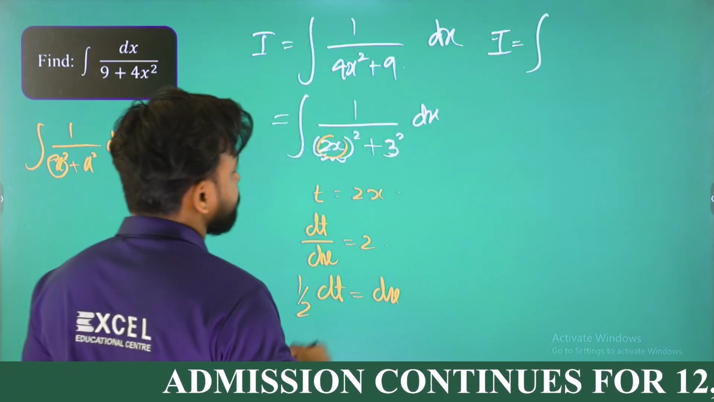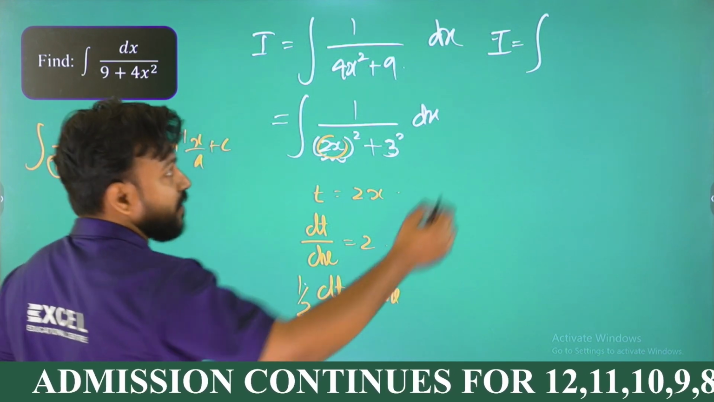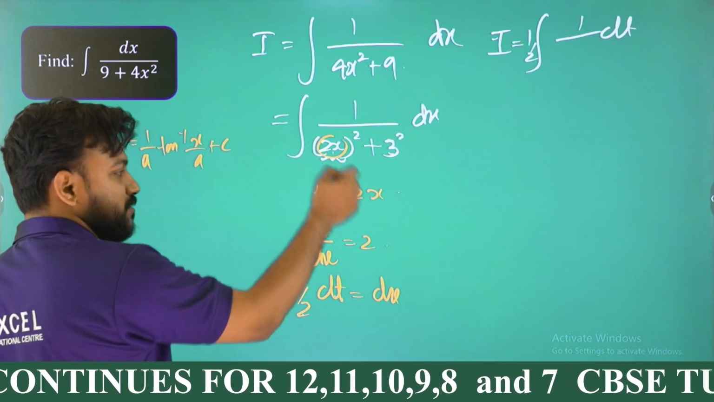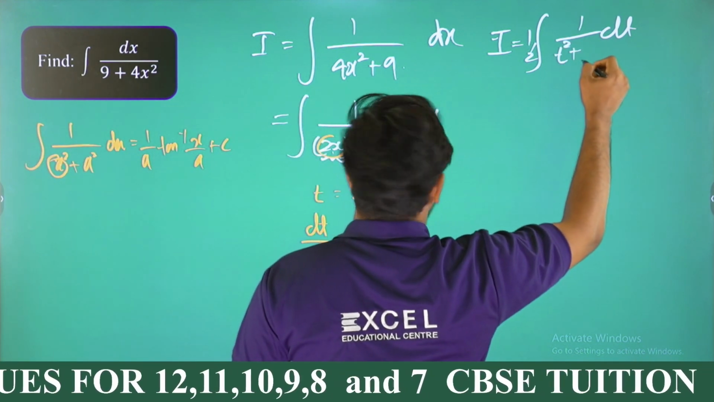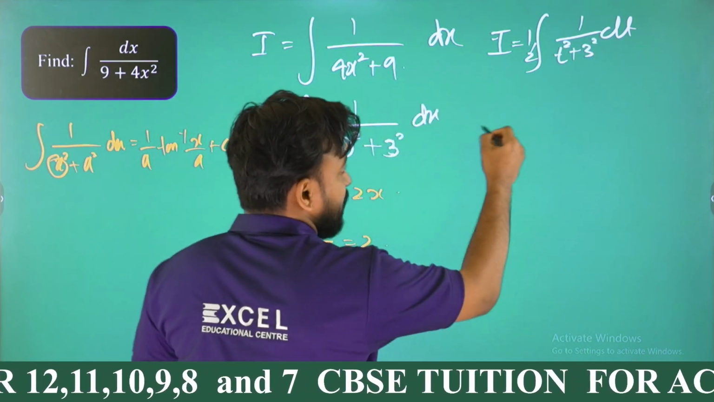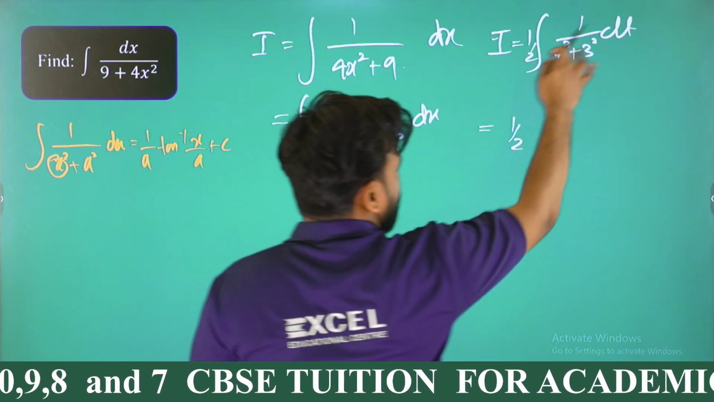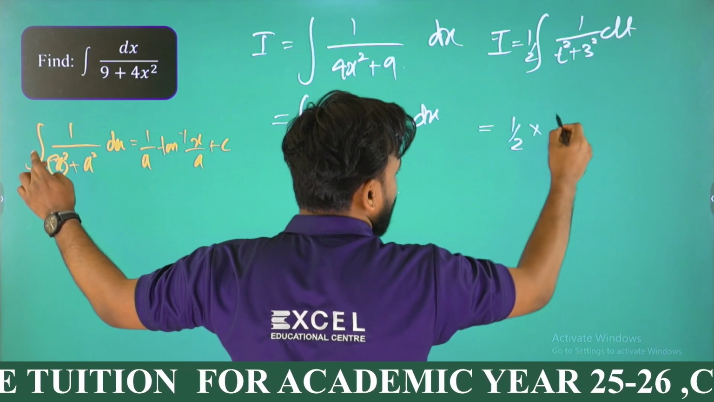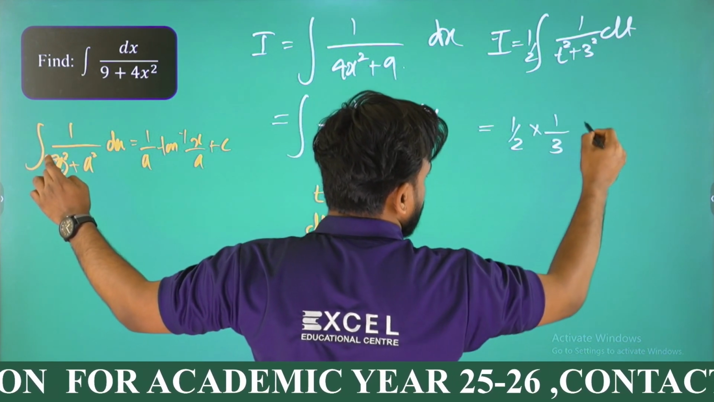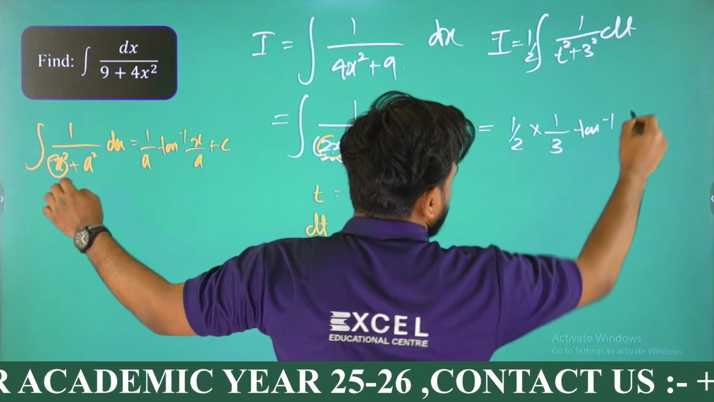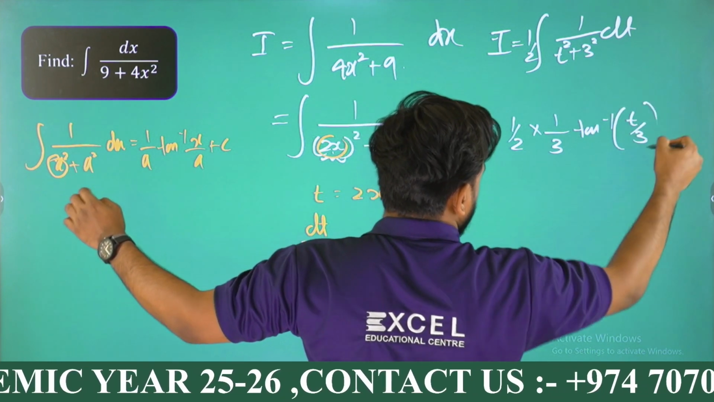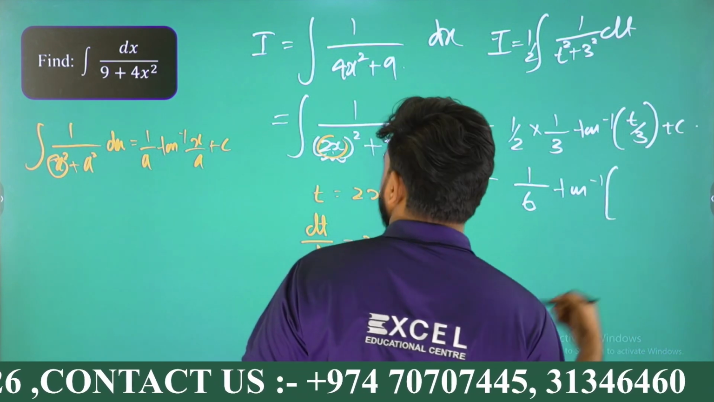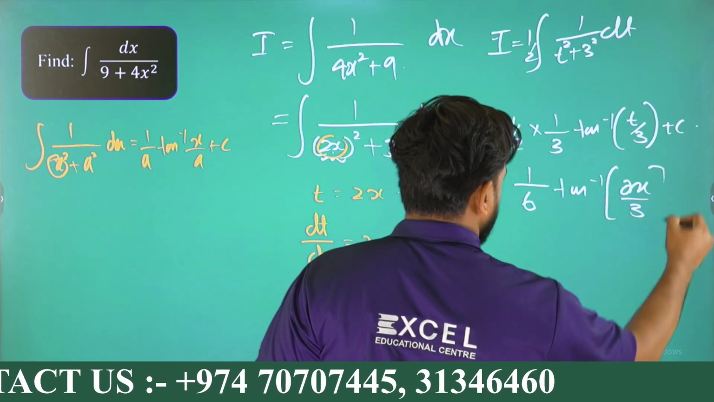Integral of dx becomes 1 by 2 dt. Numerator, nothing is there, only 1. 2x becomes t, so t square plus 3 square, and the answer will be 1 by 2 integral 1 by t square plus 3 square dt. It's like this: 1 by a tan inverse x by a, instead of x we have t by 3, plus c, which is equal to 1 by 6 tan inverse t by 3. What is t? t is 2x, so 2x by 3 plus c.